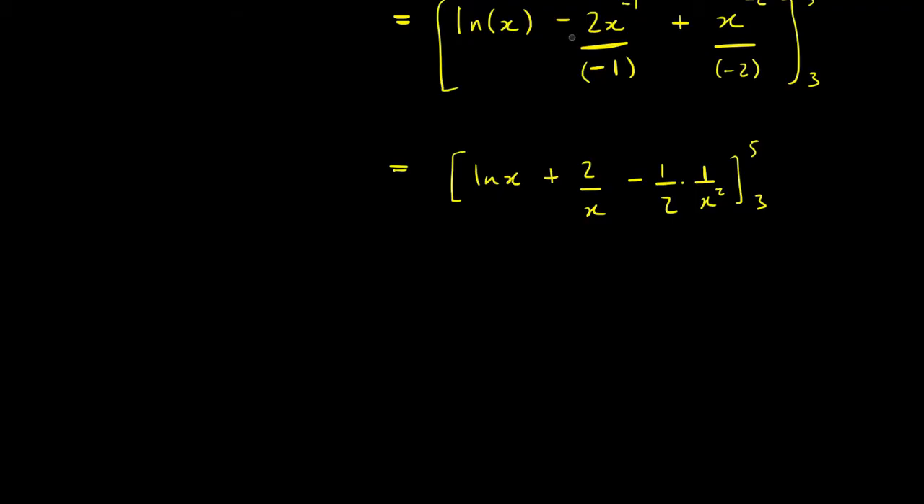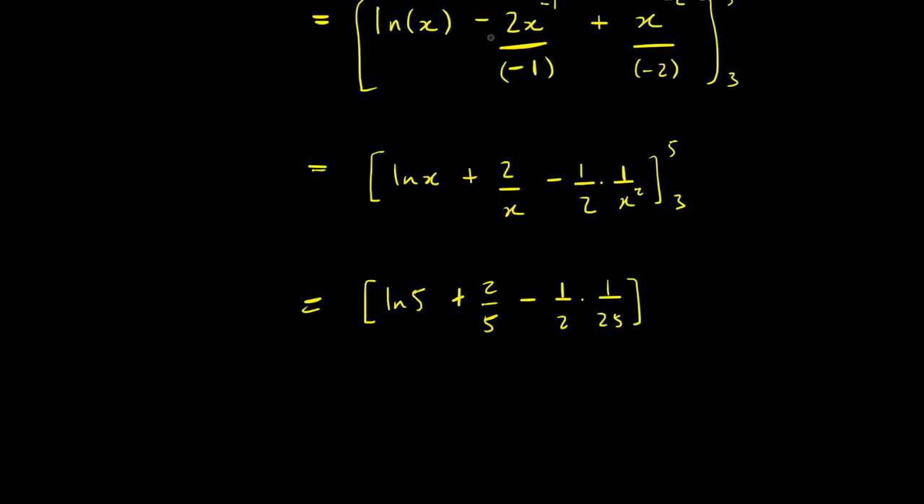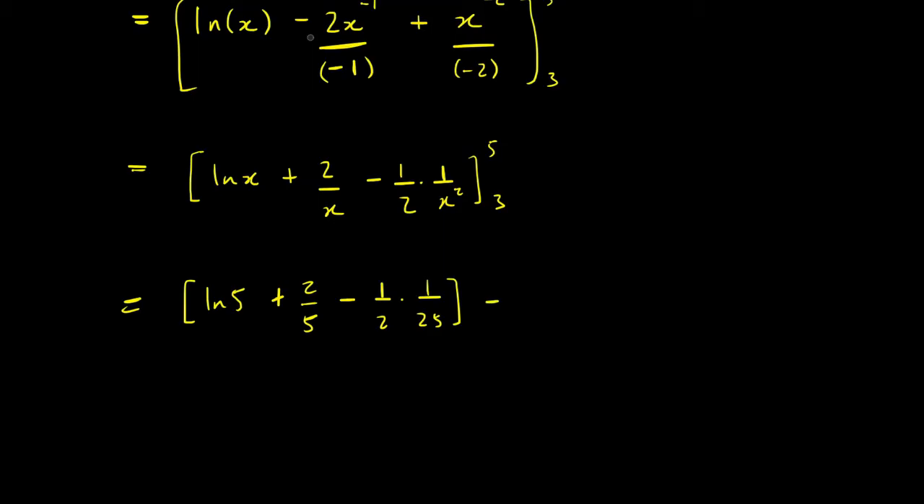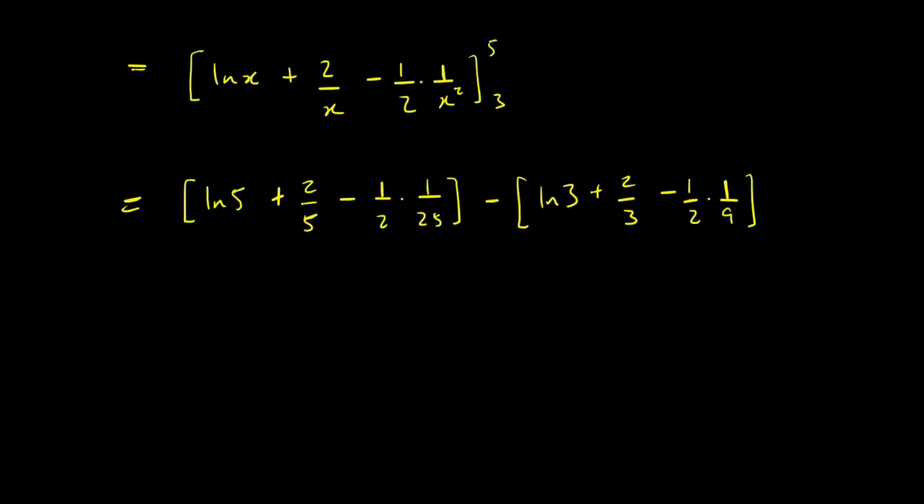Okay, so let's substitute in our upper bound. If I substitute in 5, I'm going to get ln 5 plus 2 upon 5 minus 1 upon 2 times 1 upon 5 squared, which is 25. And then I'm going to substitute in my lower bound. So I'm going to subtract off ln 3 plus 2 upon 3 minus a half times 1 upon 3 squared, which is 1 upon 9. Okay, let's try to combine all this.